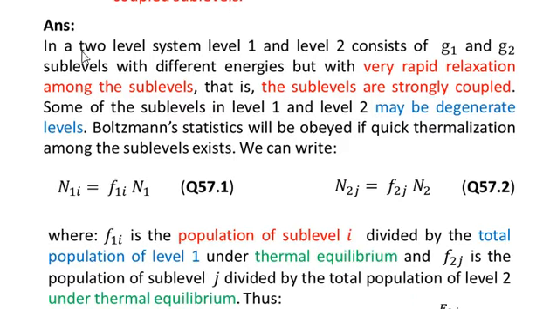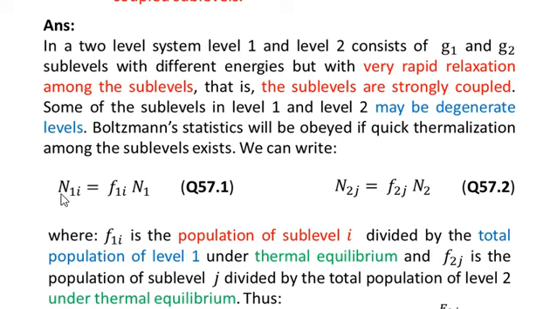The answer is, in a two-level system, level 1 and level 2 consist of G1 and G2 sublevels with different energies but with very rapid relaxation among sublevels. That is, the sublevels are strongly coupled. Some of the sublevels in level 1 and level 2 may be degenerate levels. Boltzmann's statistics will be obeyed if quick thermalization among the sublevels exists.